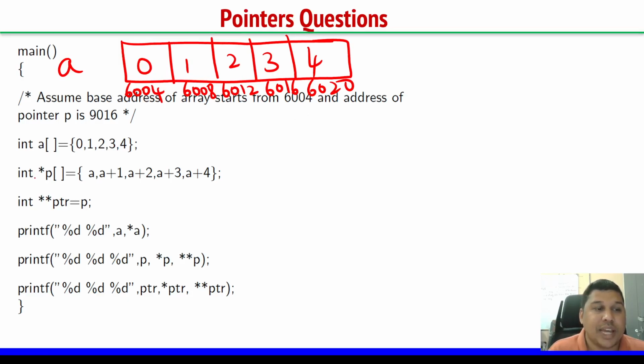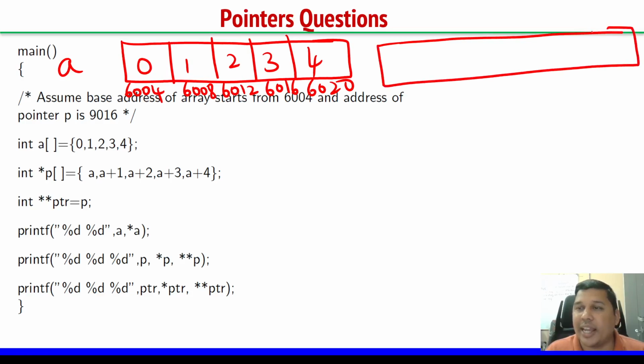Next, we are given a pointer array. What is this pointer array? I have another array here, a pointer array. It is storing the addresses of these 5 elements. P is a pointer array, which means it is an array where every element is an address. Address of which array? The A array.